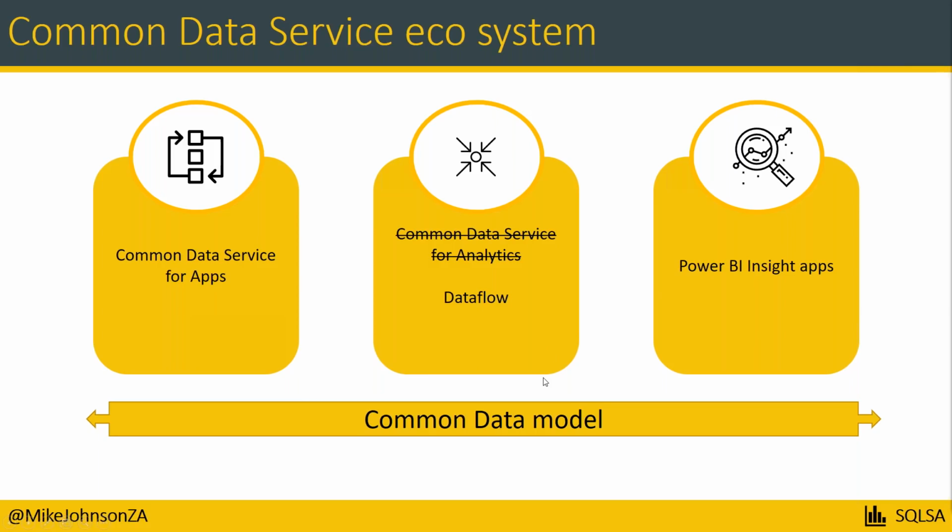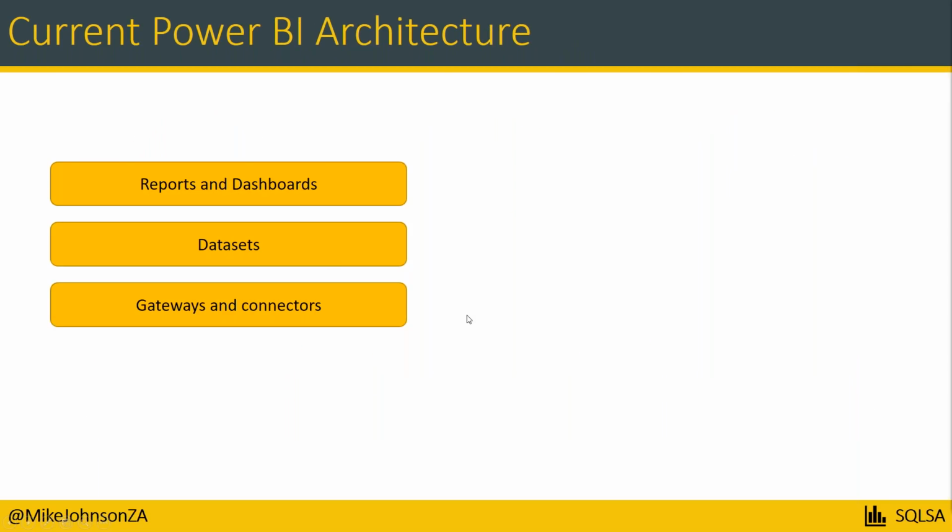So this describes the common data services ecosystem, but we're just going to have a quick look at the current Power BI architecture. If we think about Power BI, and this can be both the on-prem or the cloud version, we've got reports and dashboards, so this is our visual layer. We have our data sets, and this is where our data is stored in the in-memory component, so this is where your data model sits. And then finally, we've got gateways and connectors, which are how we connect to data and how we ingest this data.